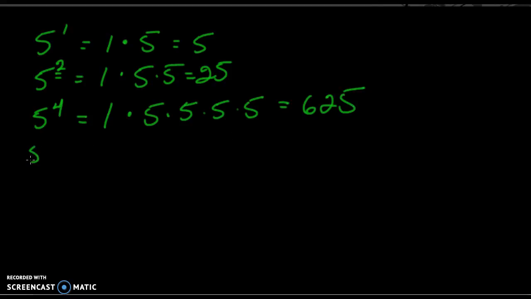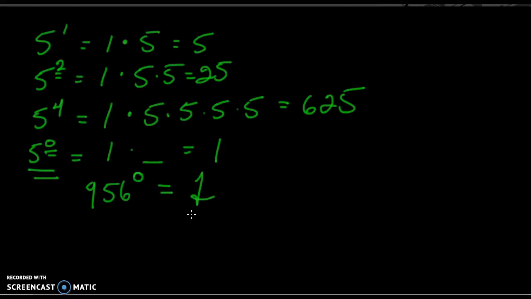So if we go back to 5 to the 0, what is that equal to? That's going to be 1 times, well, no 5s. There's nothing there. So that's just going to be plain old 1. And this works for all bases to the 0 power. It could be 956 to the 0 power, for example, and we would still get good old 1. This is a very useful property to keep in mind when working with exponents.